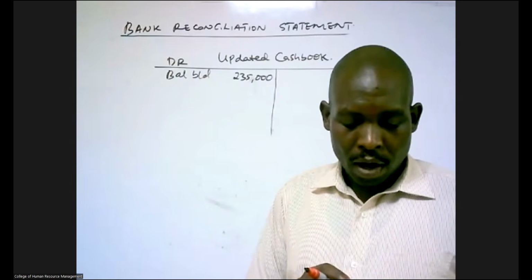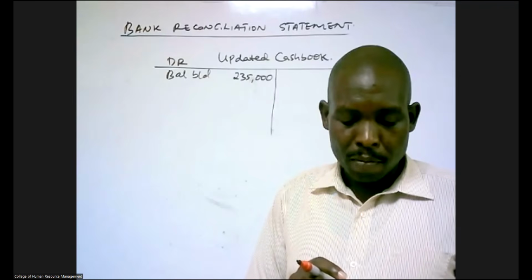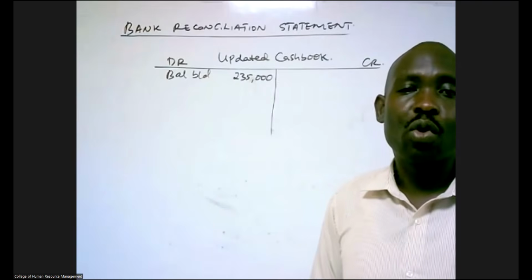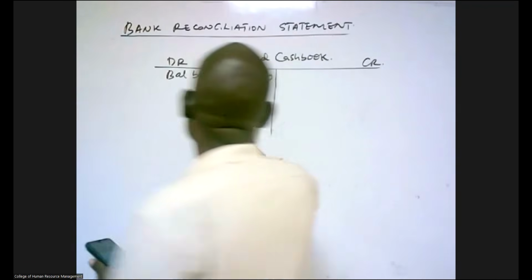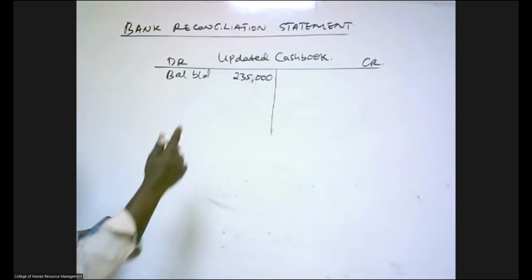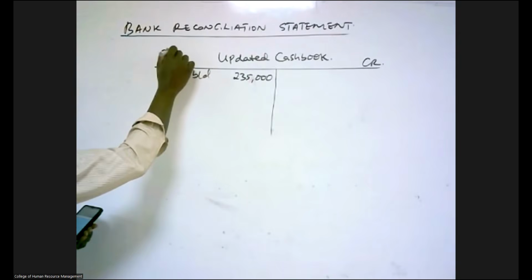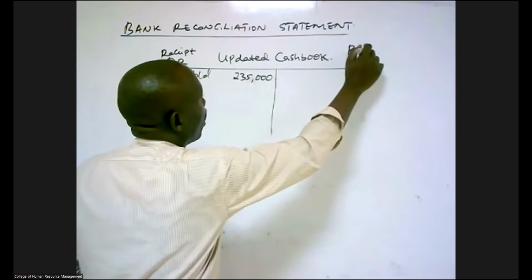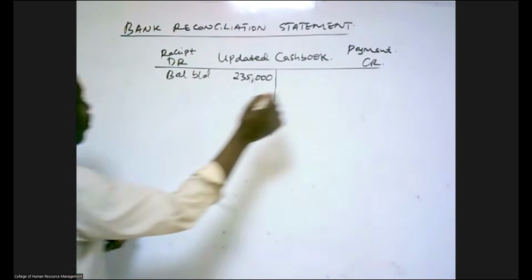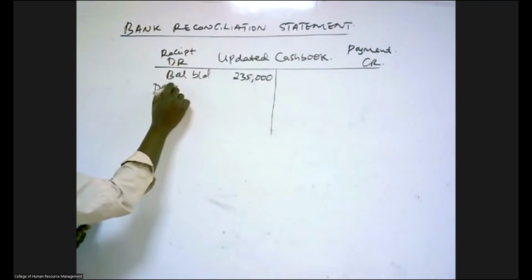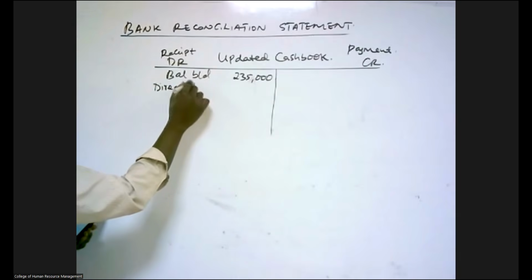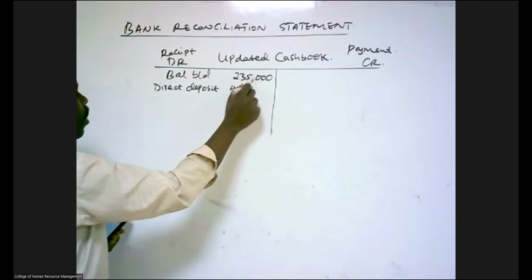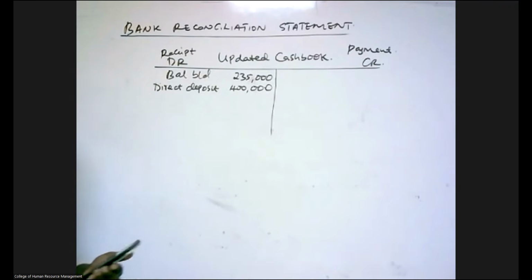1. 400,000 had been deposited directly into the bank by Mwangi. That is what we call direct deposit. So we are supposed to debit money in. It is money in. So that money was received in the bank, but never received in the cash book. Direct deposit, 400,000.